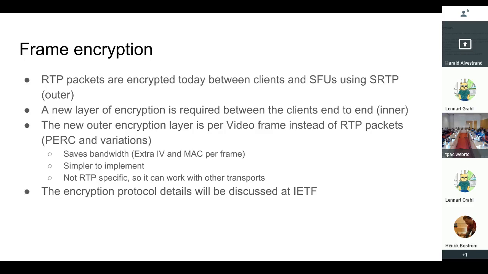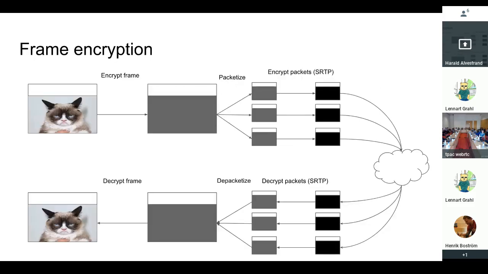So this is different from what we have today, for example, in Jitsi, which double encrypts at the packet level. This improves the bandwidth because the extra MAC and IV is per frame, not per packet. Very, very similar to implement, and it's also not RTP specific, so we can use it for future protocols, i.e. QUIC. I'm not going to discuss the encryption schema or protocol details. It will be discussed separately in IETF in Prague 104. Next slide.